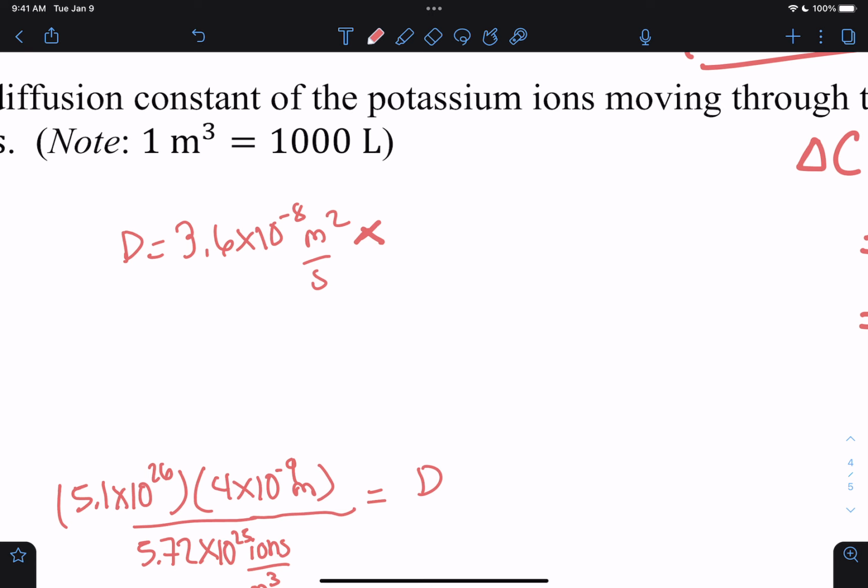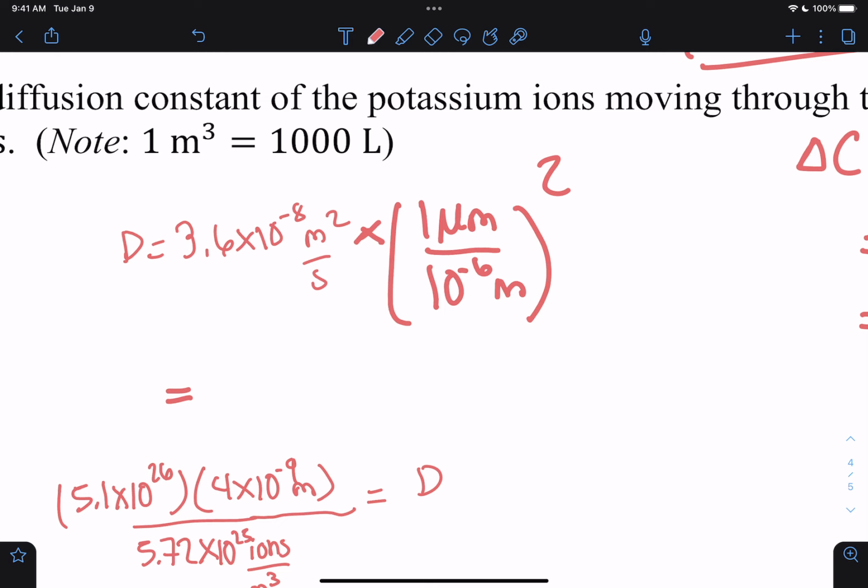So we know that in 1 micrometer, there are 10 to the negative 6 meters, and we have to square the whole thing. 1 micrometer squared is 10 to the negative 6 meters squared, so those meters squared will cancel out, right? So you have to square this whole thing, actually. If you do that and convert to micrometers squared per second, you should get around 35,000, I think. 35,658 micrometers squared per second is what I got.